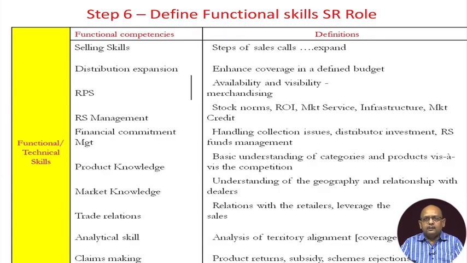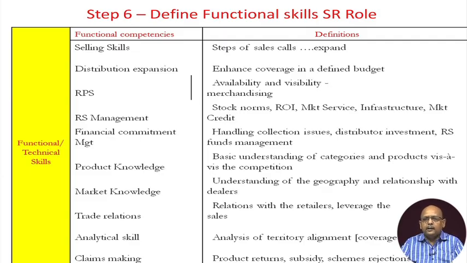So, you have to expand the steps of selling calls, whatever processes are required as part of the selling skills, that is to be defined clearly. Say for example, distribution expenses, enhanced coverage in a definite budget. Then availability and visibility, merchandising. In that way you go about defining each and every functional competency. For example, say product knowledge. It means that he should have a basic understanding of the various products being sold by the company. Not only the product knowledge about his company, but also product knowledge about the competitors, so that he can convince customers to buy the product.